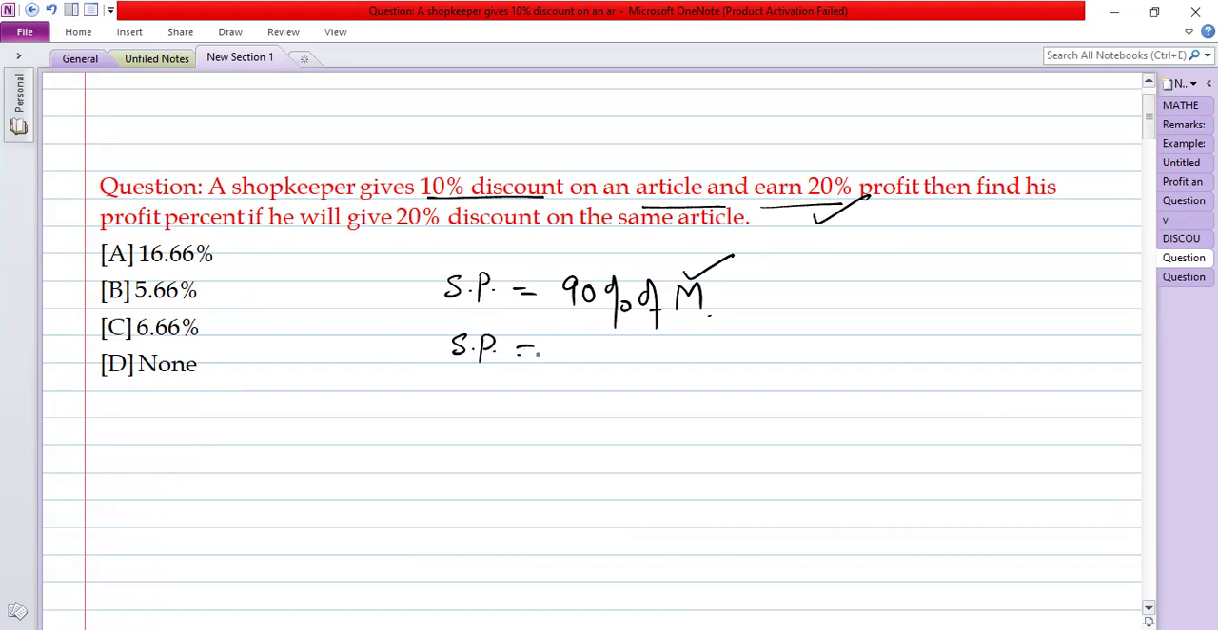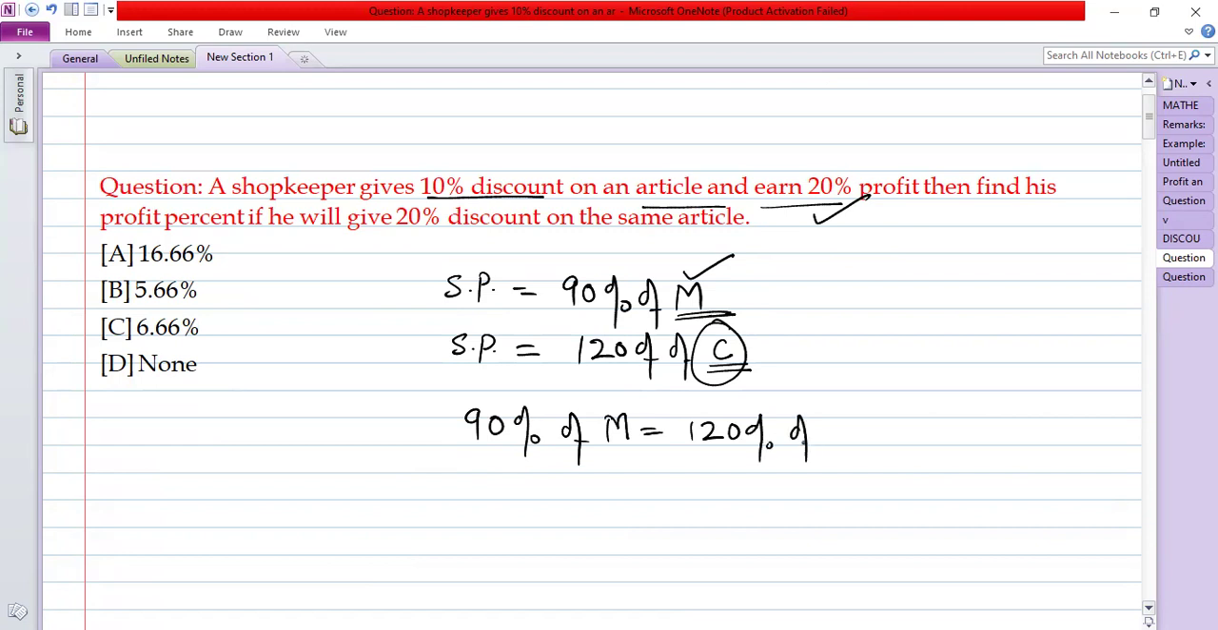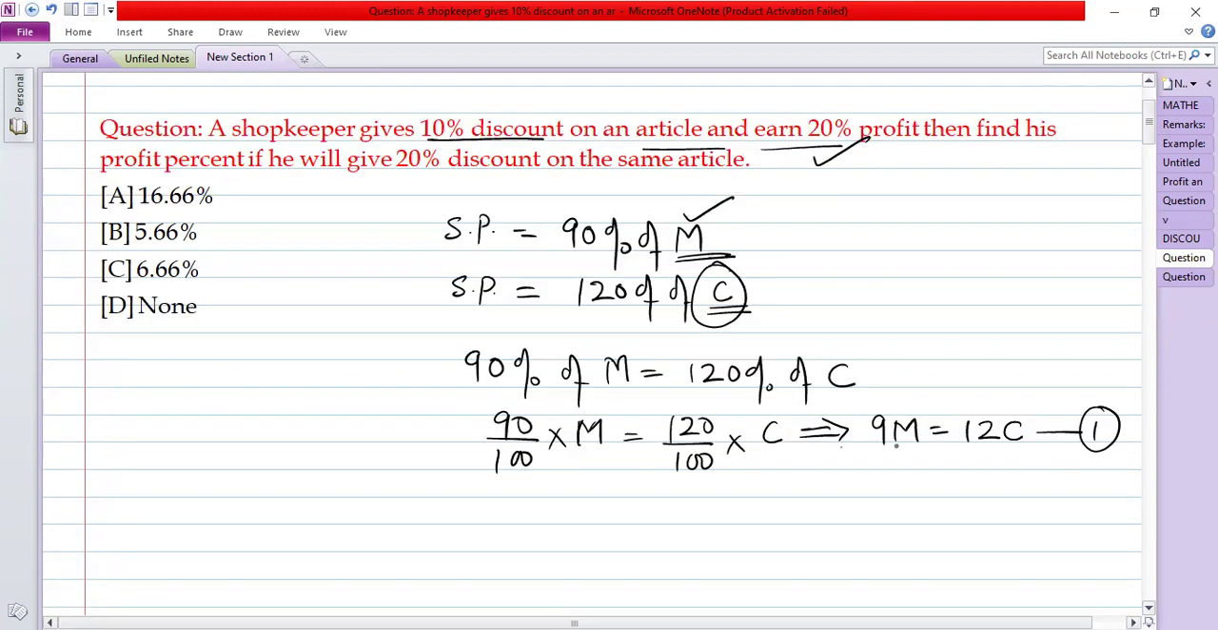It means, once again, the selling price will be 120% of the cost price. Okay, so M stands for the marked price of the article, C stands for the cost price of the article. So 90% of M is equal to 120% of C. So now, once again, 90 by 100 into M will be nothing but 120 by 100 into C. So now we have this equation because of the first statement.